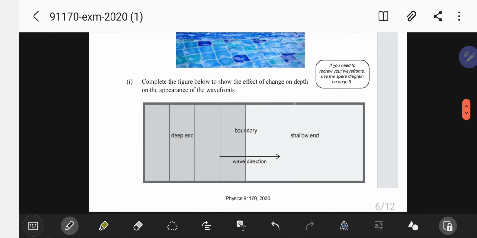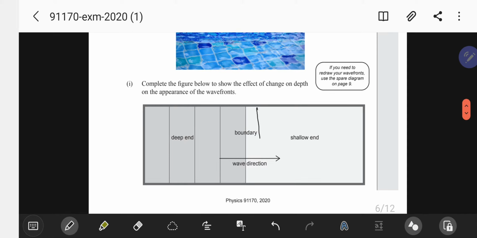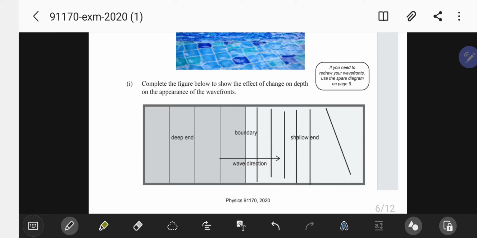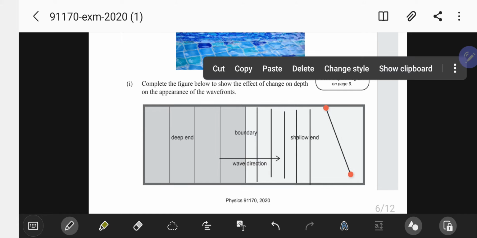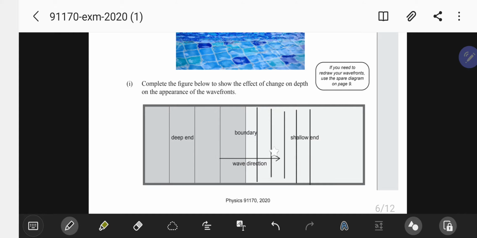Okay, the waves move from the deep end to the shallow end. Complete the figure below to show the effect of the change in depth on the appearance of the wavefront. So I think it's just going to move closer. That's it. Frequency remains the same. So wavelength decreases, and I don't think it refracts or bends. I don't think the angle would change. I hope not, because this is what I did in the exam.